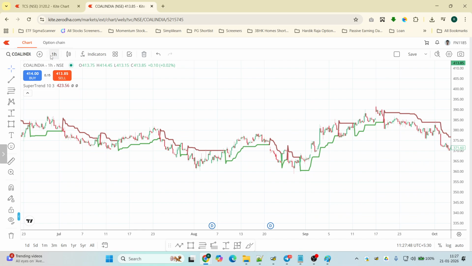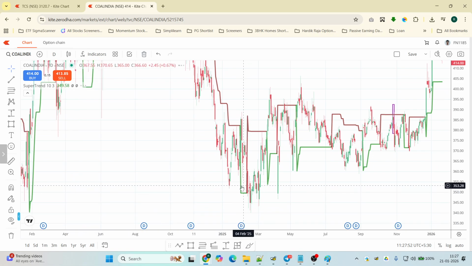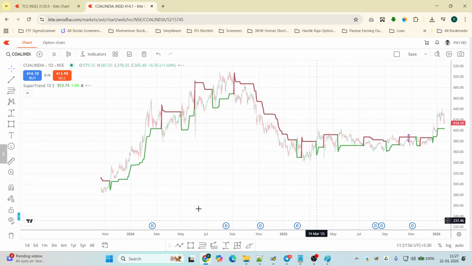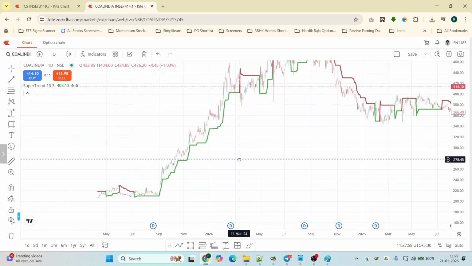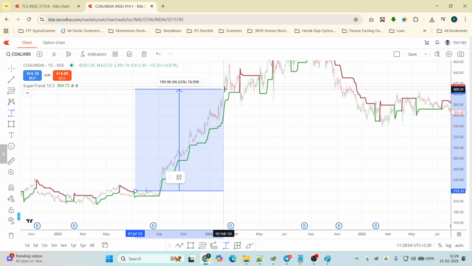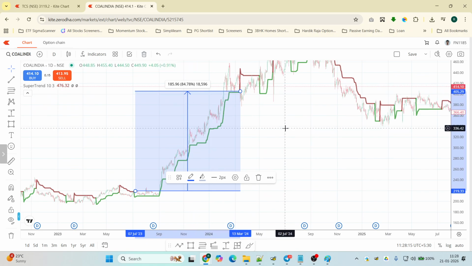So let us take the same Coal India chart. Let us move up a frame here, guys. This one, can you see? Massive rally, guys. If you had entered somewhere around here, you would have exited somewhere around this point. 84% within July to March, which is like 6 to 7 months of time, you would have got 84% return, guys. Right, so that is the power of a super trend.